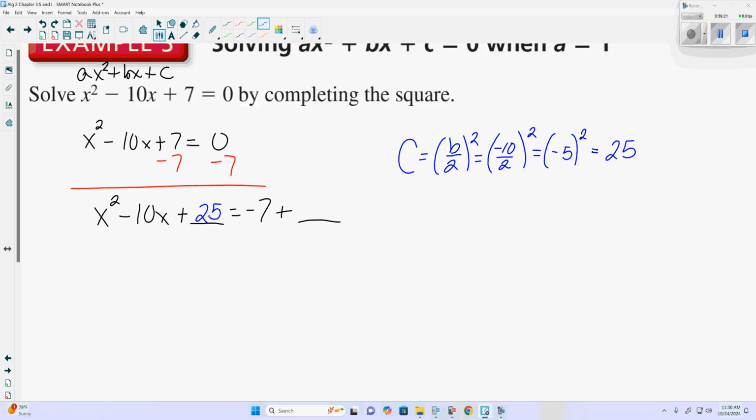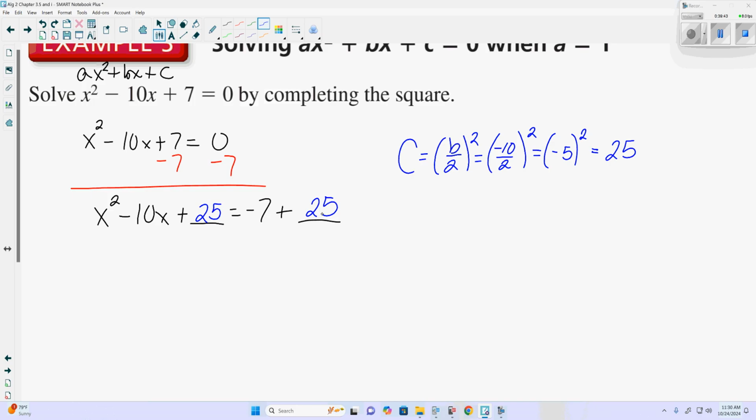But if I add something to one side, I have to add it to the other. That's why we leave 2 spaces. We leave the space so that when we find C, we can put it into both sides, and our equation is still equal. That takes care of step number 3. We ready for step 4?